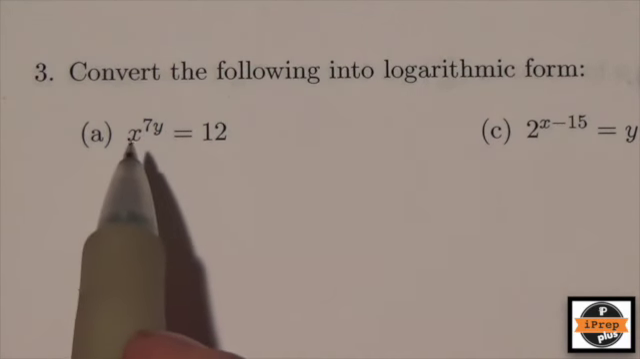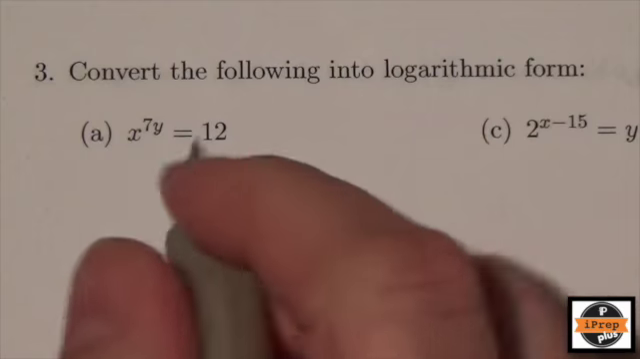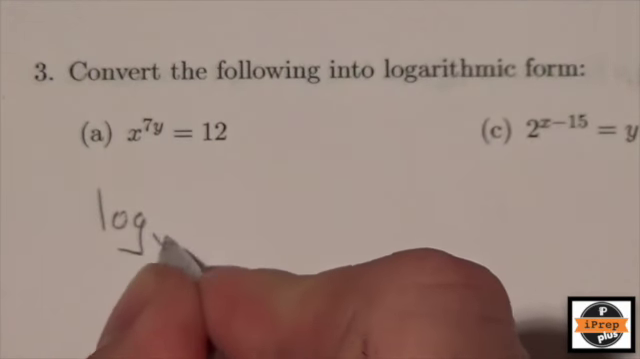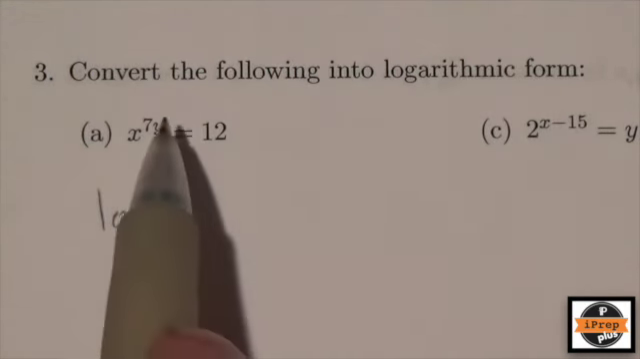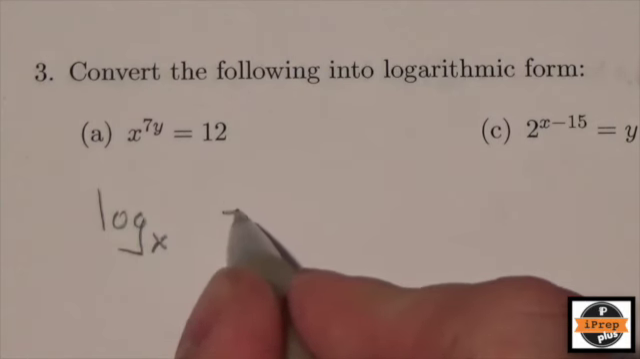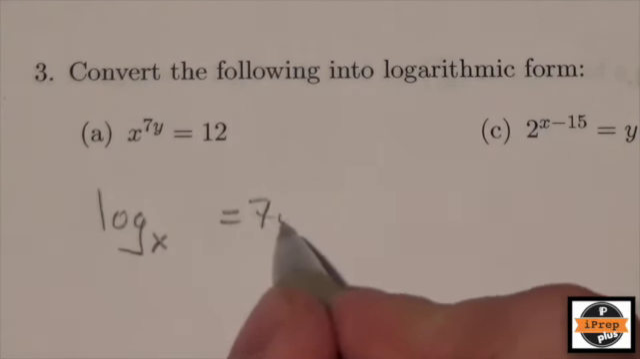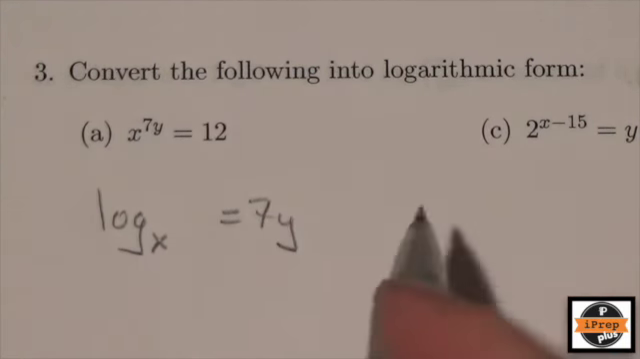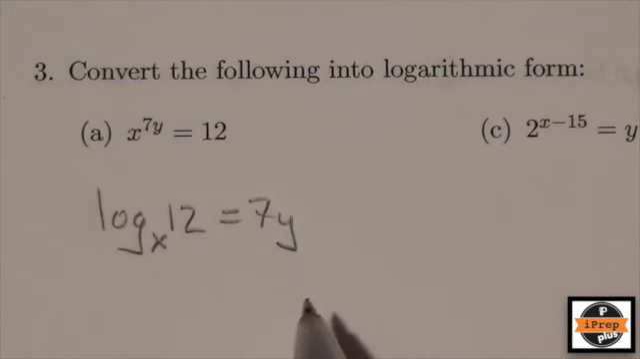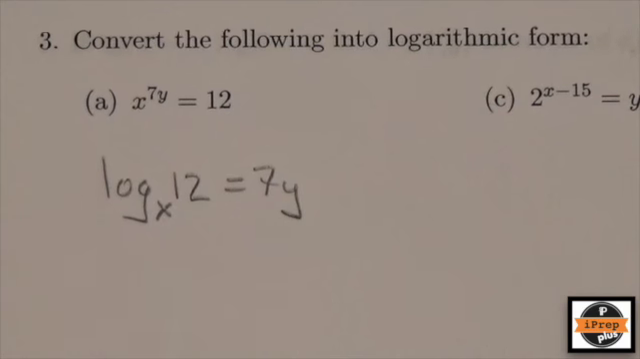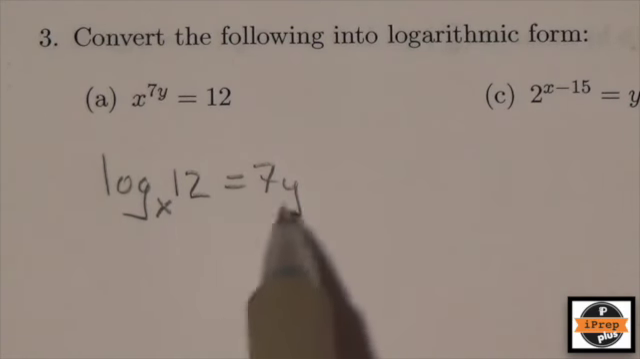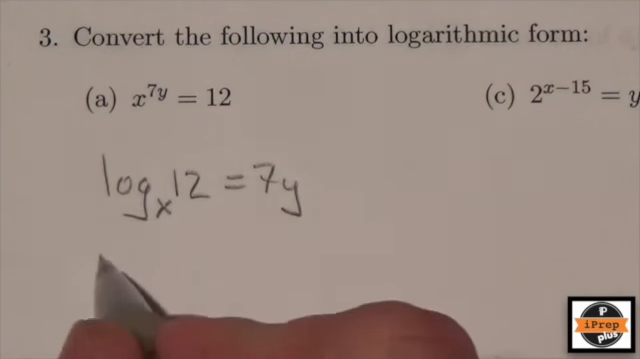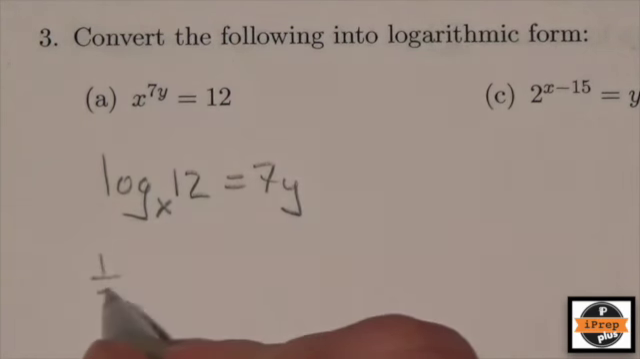Notice in this case here, the base of the exponential function is x, which means the base of the logarithmic function will be x. And a logarithm is an exponent, so that means this is going to equal 7y. And so what we're left with is what's on the other side of the equal sign. That becomes the argument of the logarithm. The only other thing that we might do here, and it's not part of the question specifically, is divide by 7 so that we get the y isolated.